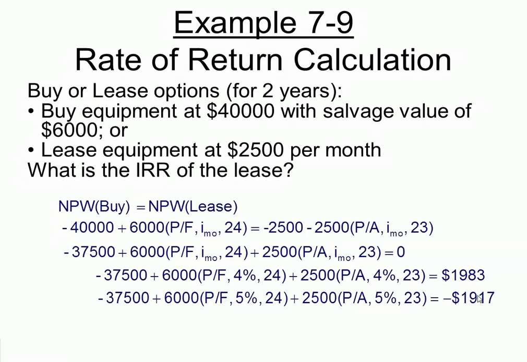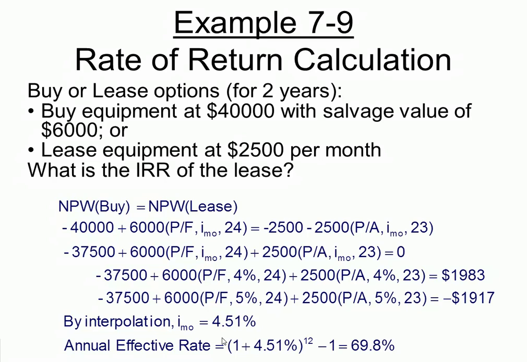So between these two, we're going to have a 0, right? This is a positive, this is a negative. Between them, this function would be crossing 0. So somewhere between 4 and 5%, we're going to have our interest rate, that is the internal rate of return, the interest rate that turns this to 0. So by interpolation, between 4 and 5%, and using these values, we're going to have 4.51% as the effective monthly rate, from which we can determine the effective annual rate.